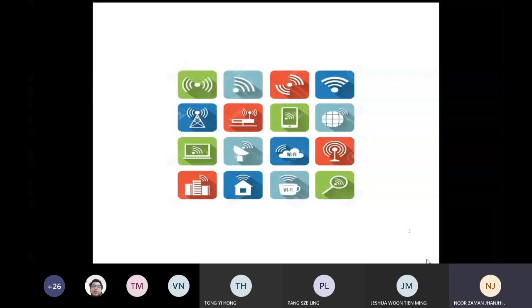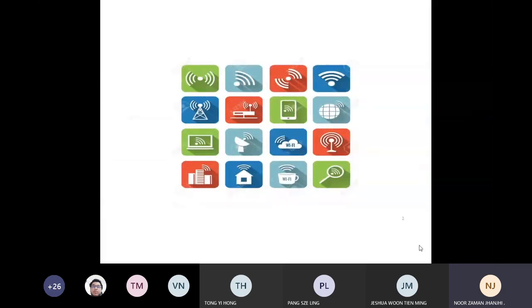If you allow me to change the slide, these are different icons you can experience at different places. They are all representing wireless somehow. You can see the satellite, wireless, hotspots, cellular phones, the telecommunication tower, the laptop, the buildings, homes, Wi-Fi, and so on. So these all come under the wireless network.